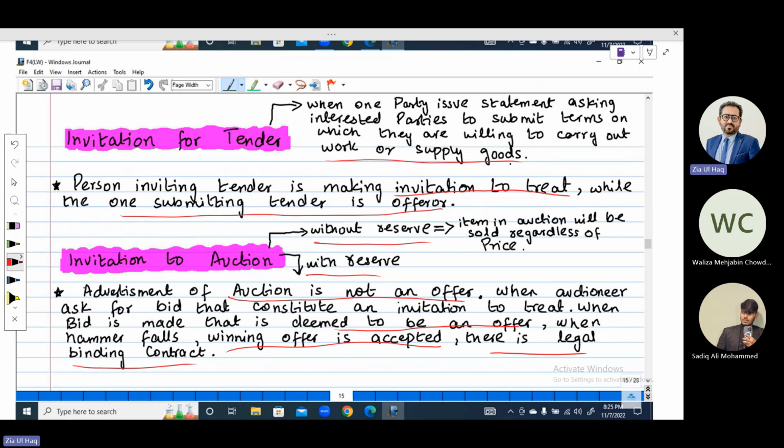I mean, people will offer their price, and if you have accepted, there will be a legal contract between the buyer and you, the seller. Auction is of two types: with reserve price and without reserve price. Without reserve price means items in the auction will be sold regardless of price, meaning whoever offers the highest bid price, you need to sell to them. With reserve price, you have stated the minimum price, I will not sell below this.